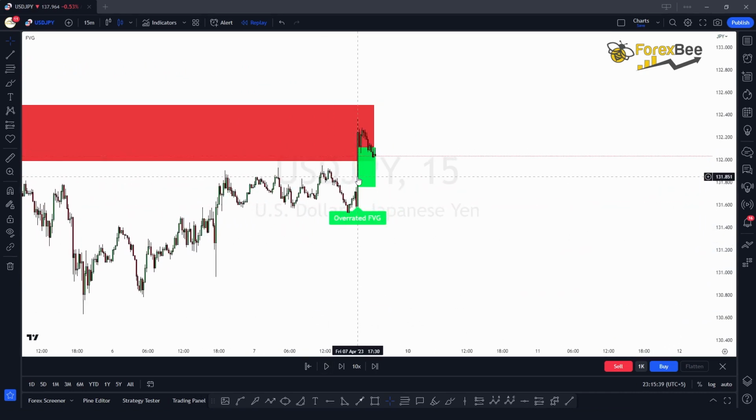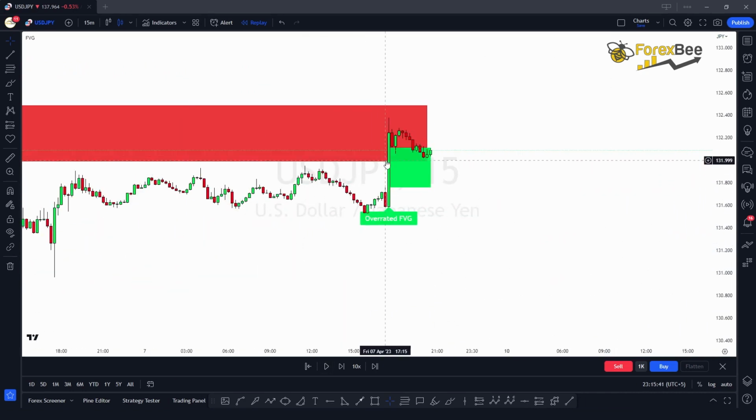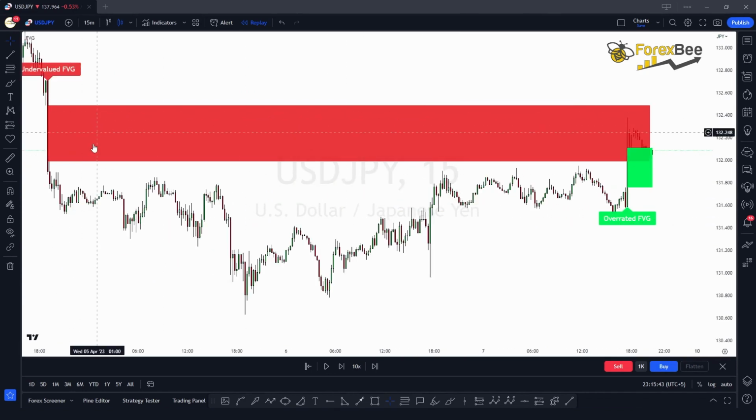So with the formation of this very big candle, we can see that market filled this imbalance that was created in the past here, and the market balanced out itself. So we can see how market made this swing and moved back to this imbalance zone to fulfill this undervalued fair value gap.